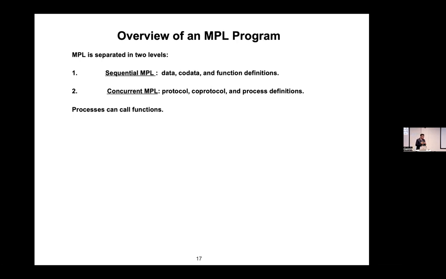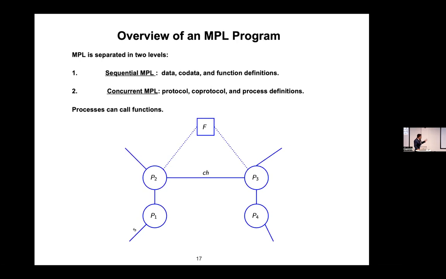So the basic unit of code in a concurrent program is a process. A process can call other processes and can call other functions. So all of this may be fairly abstract. I want you to keep this picture in mind as we follow my talk along. These circles represent processes. I have 4 processes here, P1 to P4.